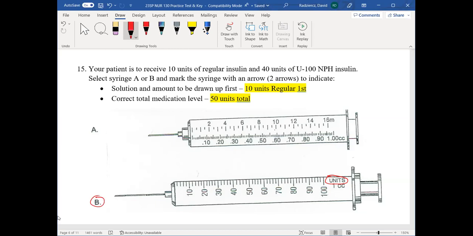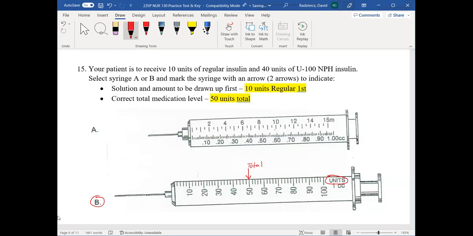When you mark the syringe, according to the textbook, the 2 marks they're looking for are the total. So that one's pretty straightforward, right? So here's our total insulin, both NPH plus regular insulin. What did we draw up first? We drew up the 10 units of regular insulin first.